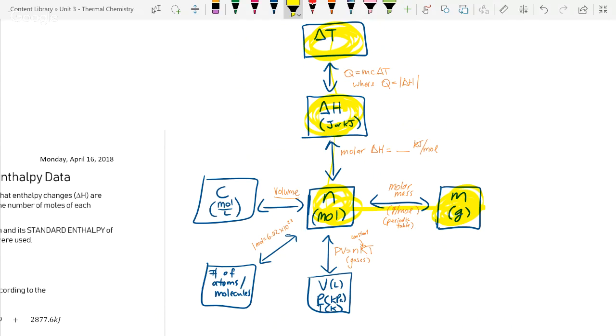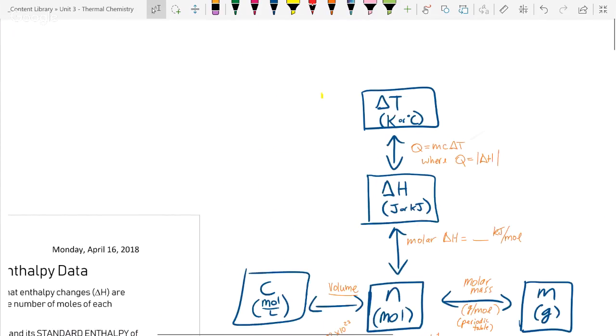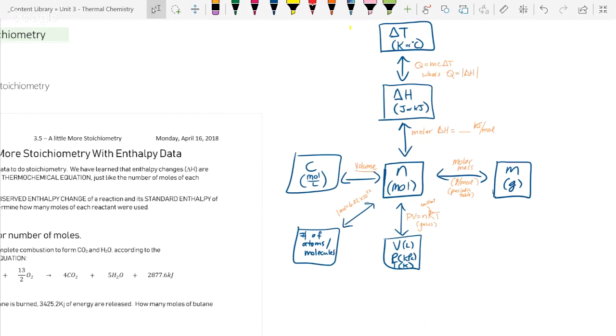And then from that, I will figure out my change in temperature. And of course, temperature will be most commonly measured in Celsius. Better than Celsius? Kelvin. But we'll say either. Both are cool. Both work. Okay. So again, not a bad thing to acquaint yourself with.